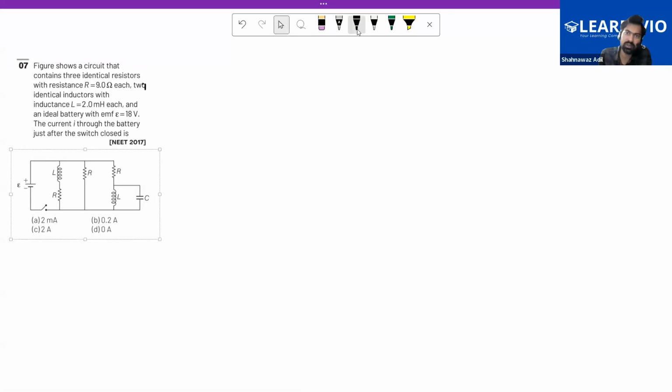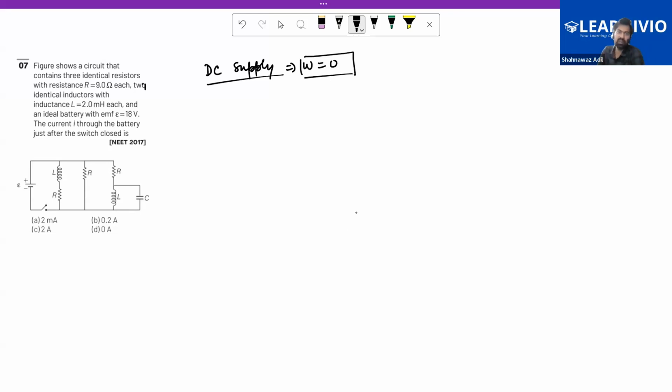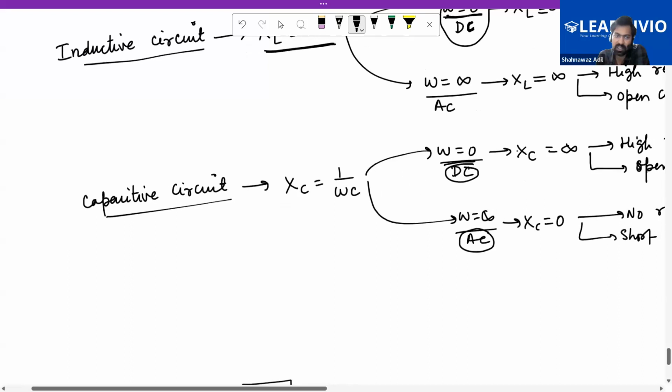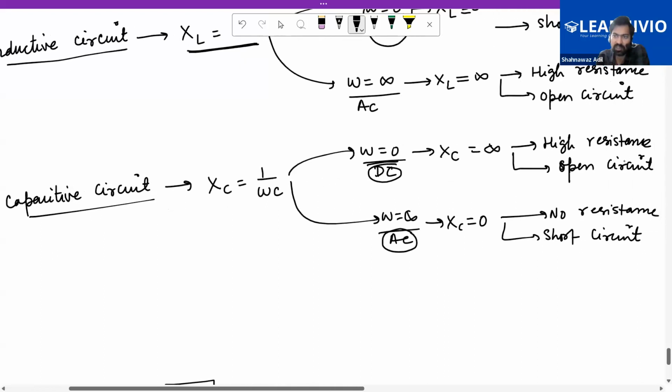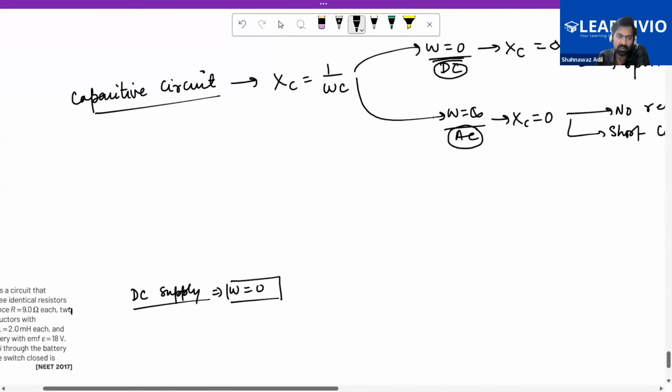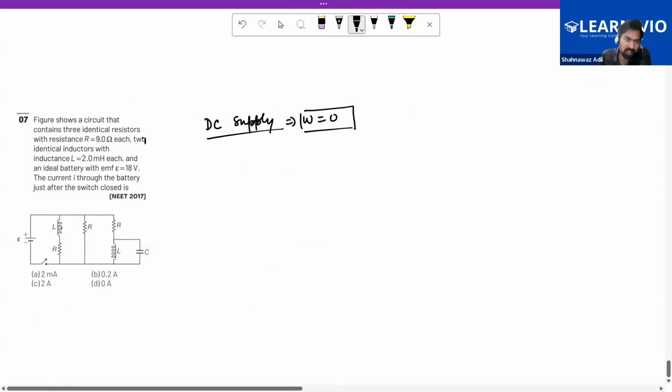This is a DC supply, which means what? Omega is 0, right? For DC supply, we have already discussed that the capacitor will be an open circuit and the inductor will be a short circuit, right? So this is a short circuit, and this one is an open circuit.